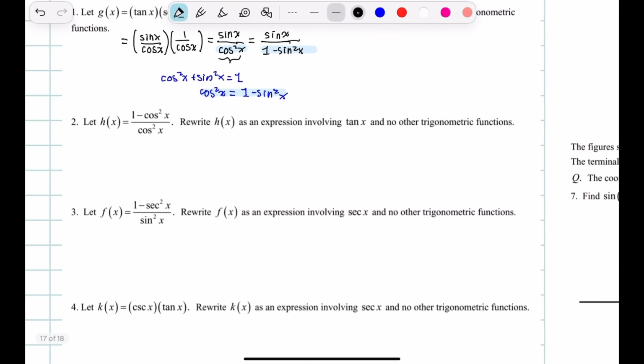Let h of x equal 1 minus cosine squared of x, divided by cosine squared of x. Rewrite h of x as an expression involving tan of x and no other trigonometric functions. So we are trying to get this as our target.